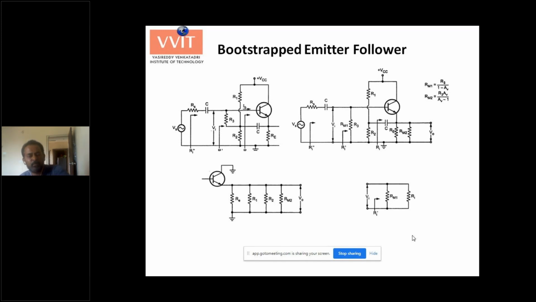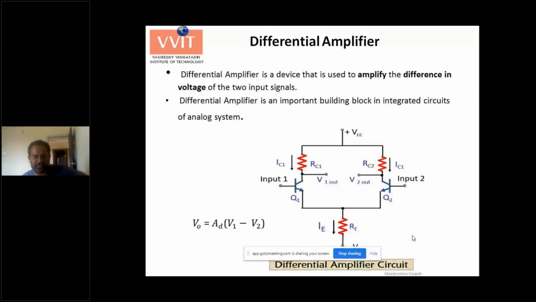Okay. Finally, there is one more important topic: the differential amplifier. At least for my section, I have not done this. Please check other sections' class notes. In simple terms, the output of a differential amplifier is V1 out minus V2 out. Overall, the output becomes V1 minus V2 times gain. In general, for an amplifier, what is the output? Gain times input. Here, what is V1? The input of the first amplifier. The two amplifiers are connected like this.